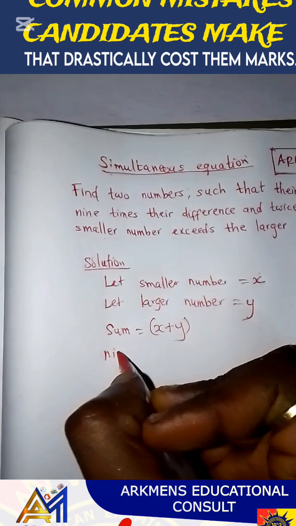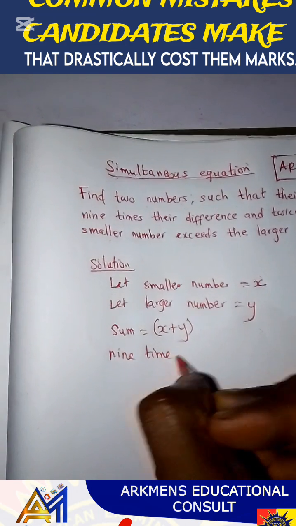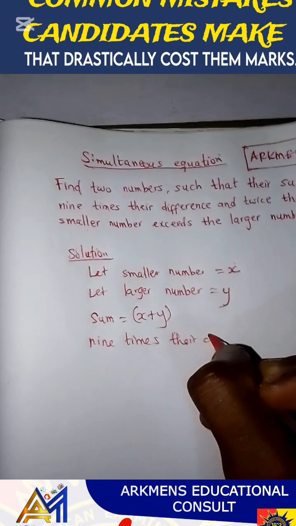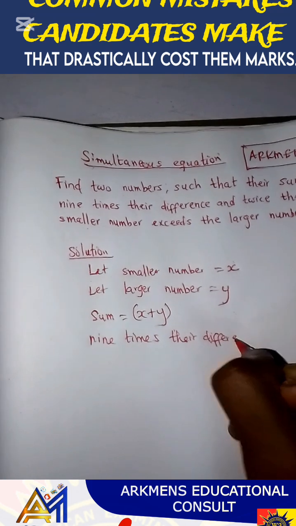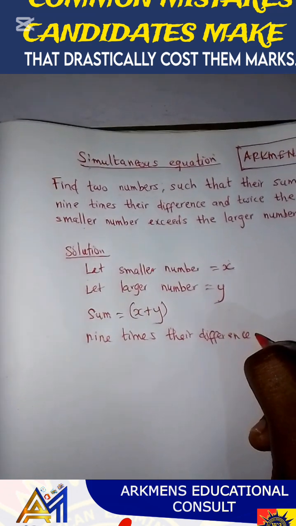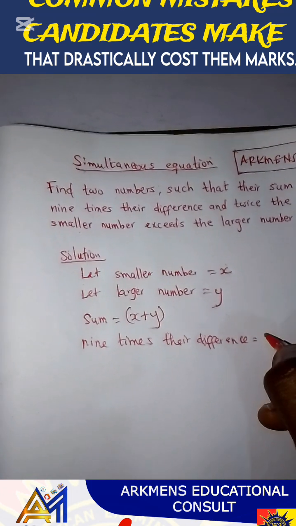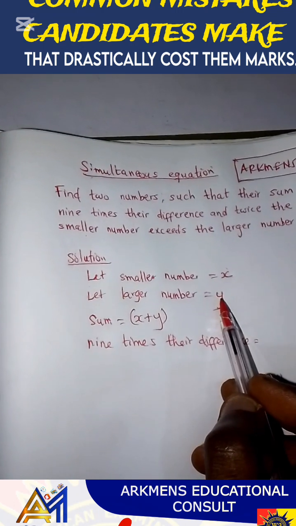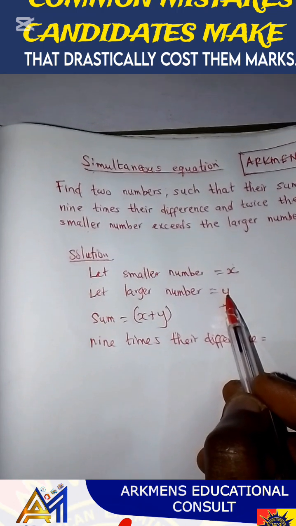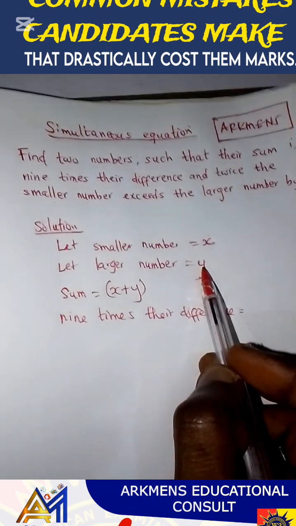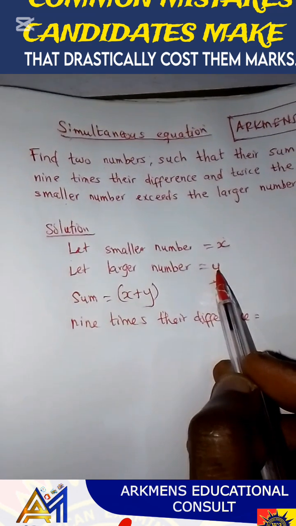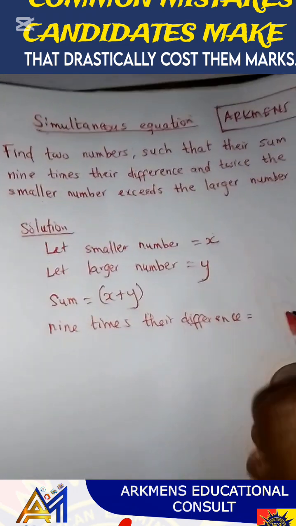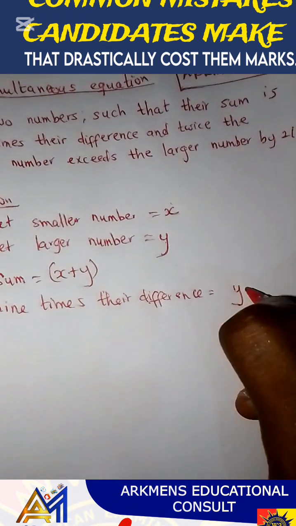So 9 times their difference. Are you getting it? Good. First of all, we have to look at the difference. And we know y is the bigger number, so the bigger number has to come first. Why? Because when you are finding a difference, always the bigger number has to come first. For instance, if it says find the difference between 5 and 10, 10 is the bigger number, so it becomes 10 minus 5. Because the larger number is y, it becomes y minus x.